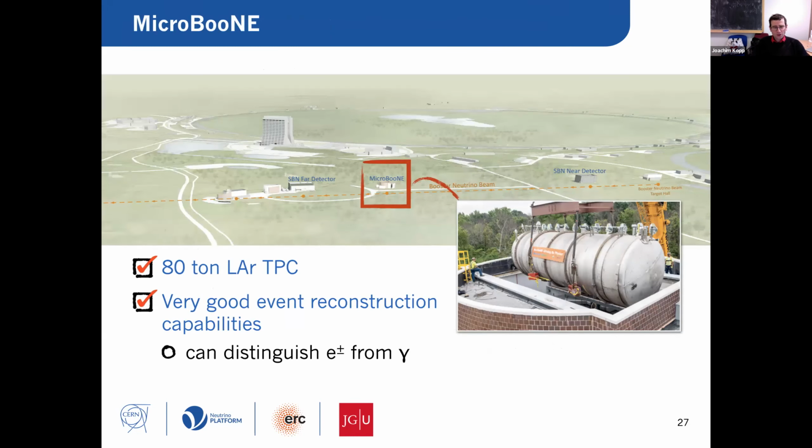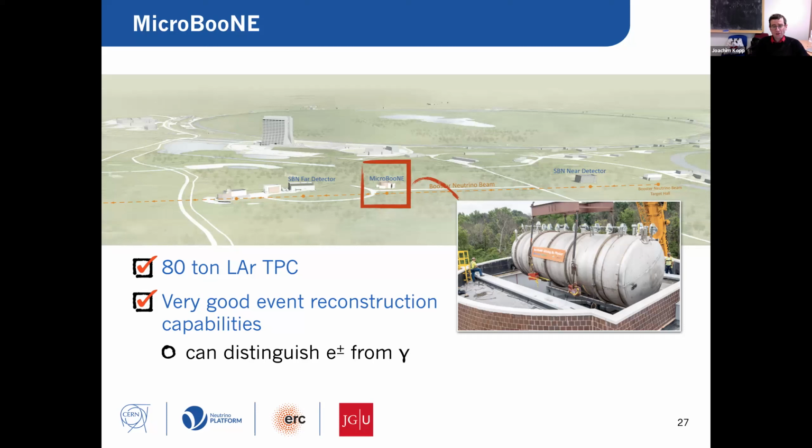Now, fortunately, MiniBooNE is not on its own. Recently, the MicroBooNE collaboration has released its first results. MicroBooNE is a detector that's basically in the same location as MiniBooNE, so it sees the same neutrino beam at the same baseline, but it's a different detector. It's not based on liquid scintillator or Cherenkov radiation, but it's a liquid argon time projection chamber.